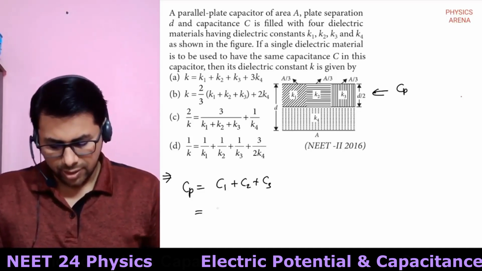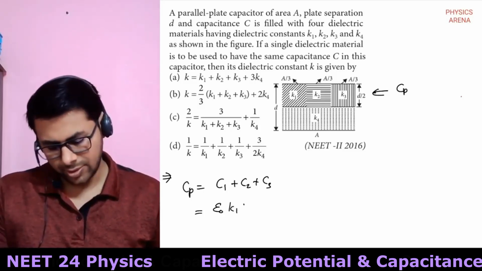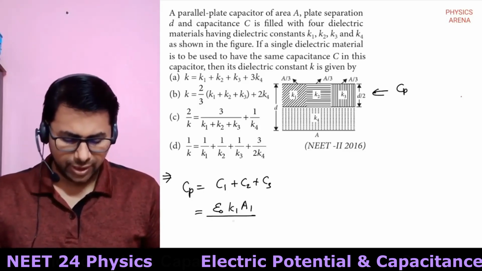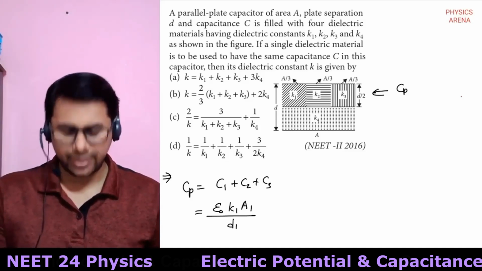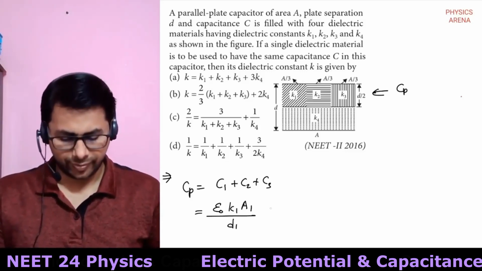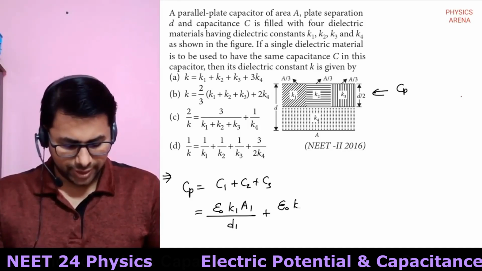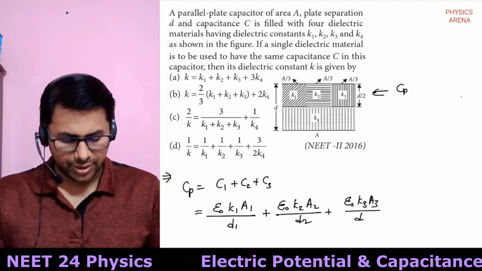That is epsilon naught, Ka upon D. That's the formula: K1 A1 upon D1 plus K2 A2 upon D2 plus K3 A3 upon D3. So epsilon naught K2 A2 upon D2 plus epsilon naught K3 A3 upon D3.